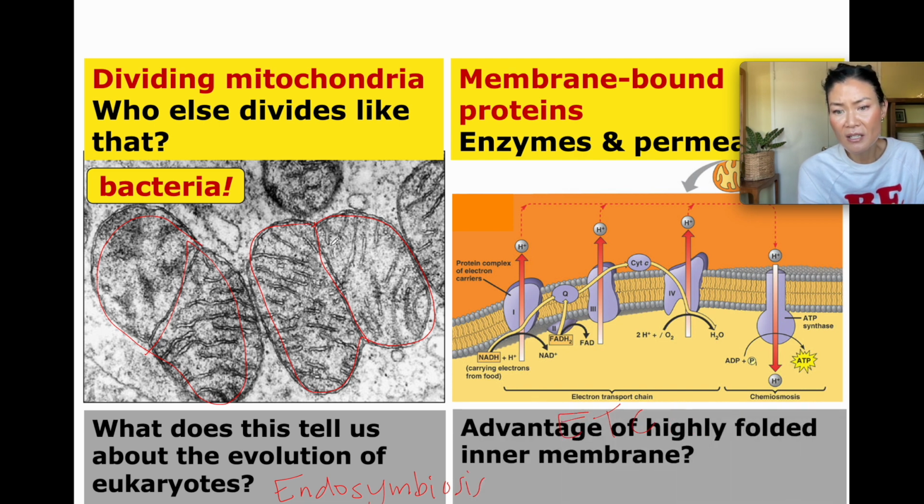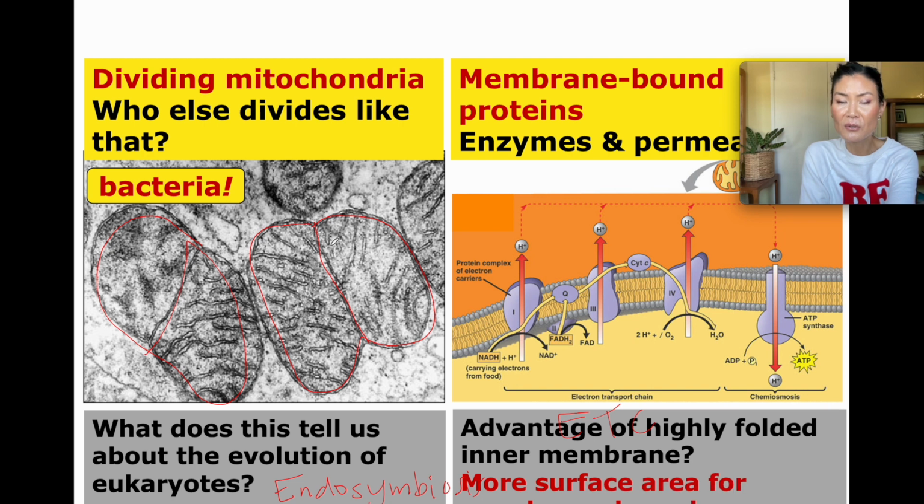And what's the advantage of having a highly folded inner membrane? It's to increase surface area to increase ATP production. You've got more surface area for membrane-bound enzymes and permeases to make more ATP.